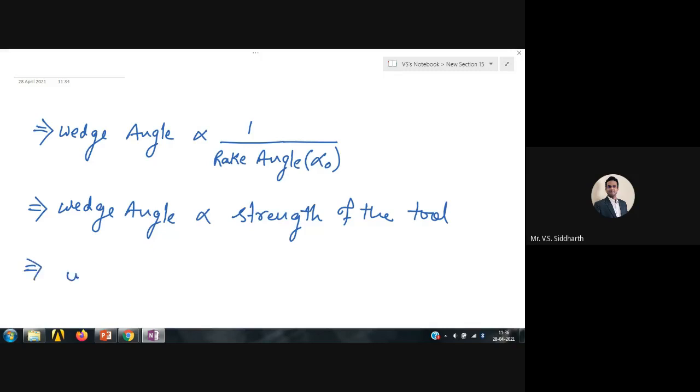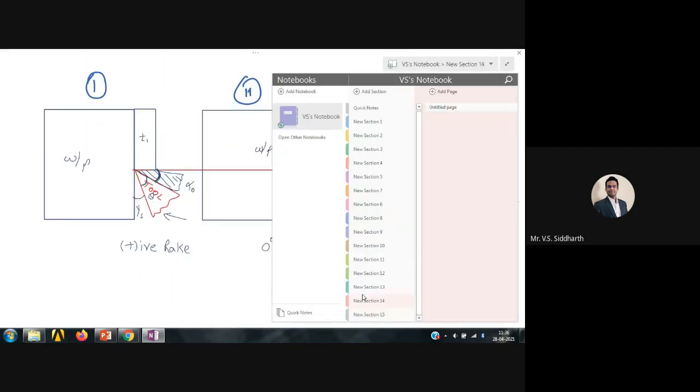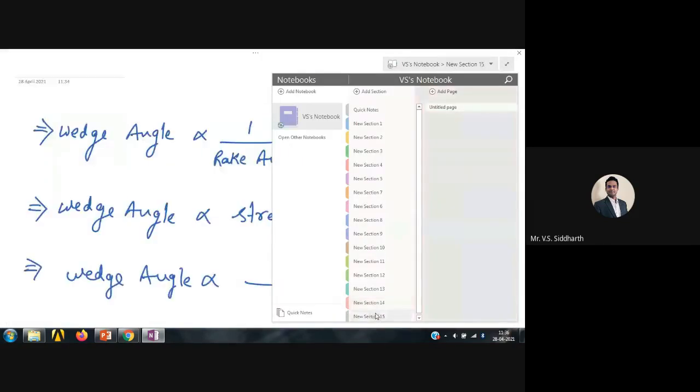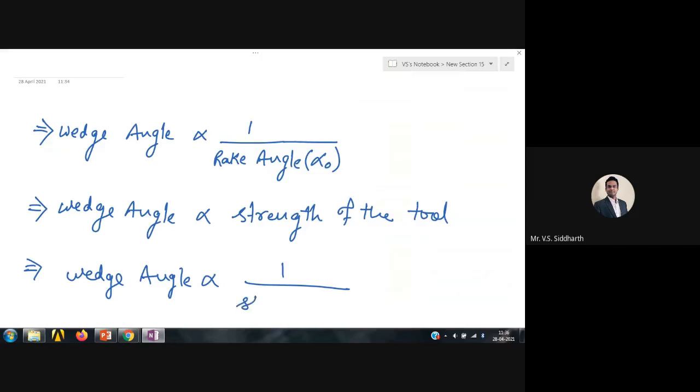Now, the wedge angle is inversely proportional to the sharpness. Look at this diagram once again. Which tool is sharper, the third one, the second one, or the first one? The first one. Very good. Nayak, Janvi, everyone is getting it? So the wedge angle is inversely proportional to the sharpness of the tool.